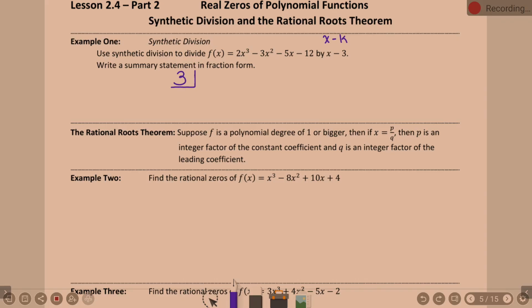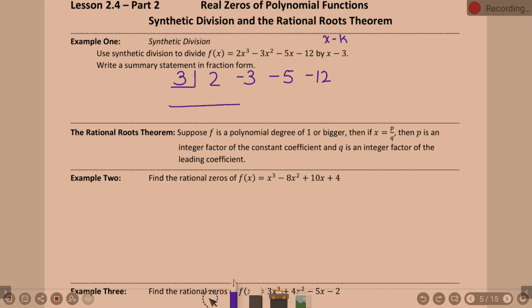So, x cubed is my first term. I'm going to write down 2. What comes after an x cubed term? An x squared term. My coefficient is negative 3. What comes after an x squared term? An x term. My coefficient is negative 5. What comes after an x term? A constant term, or an x to the 0 term. So that's just my list of coefficients. I didn't put zeros in any place because I didn't have any missing place values, right? We talked about that yesterday.